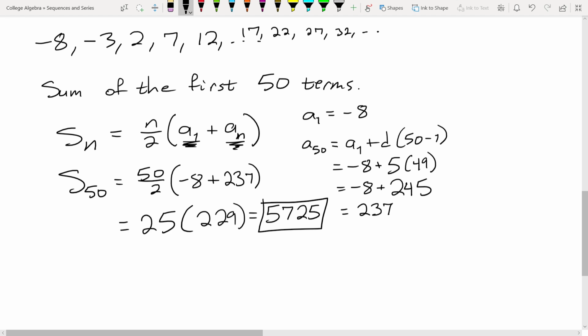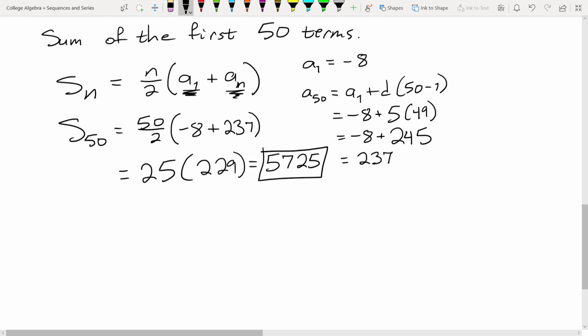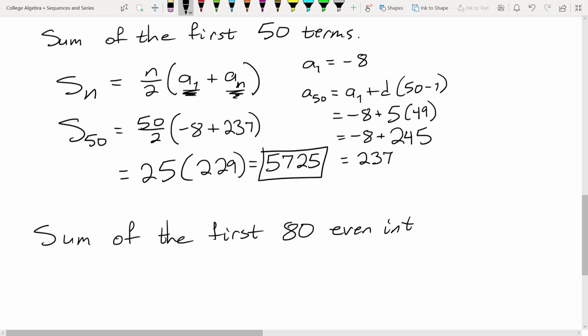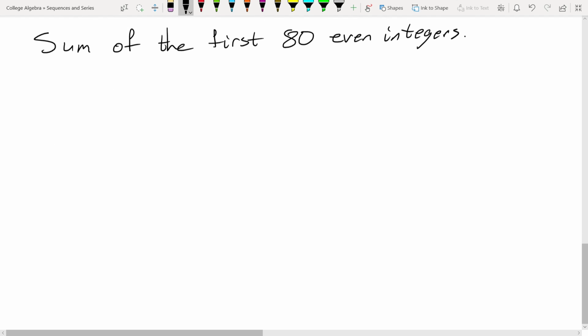All right, let's look at another one. We want the sum of the first 80 even integers. Okay, where do we start here? Well, what might help is to actually write out a sequence for this thing. So the first 80, I should say, positive even integers. So the first positive even integer is 2, then 4, 6, 8, 10, 12, and so on and so forth.